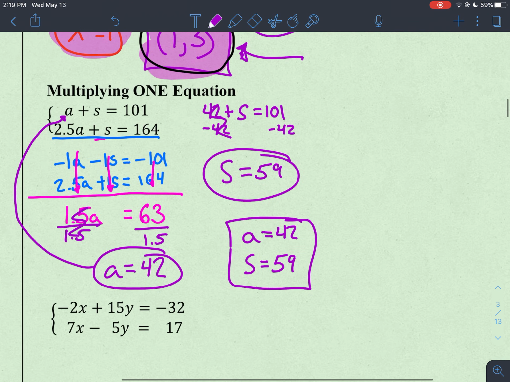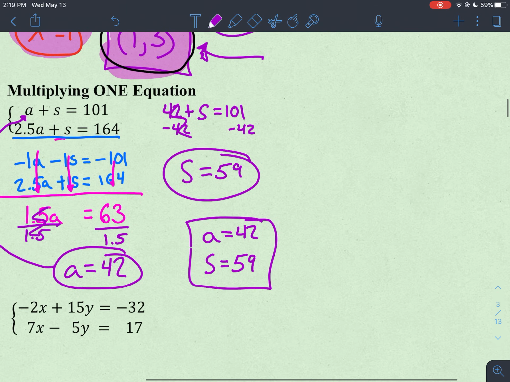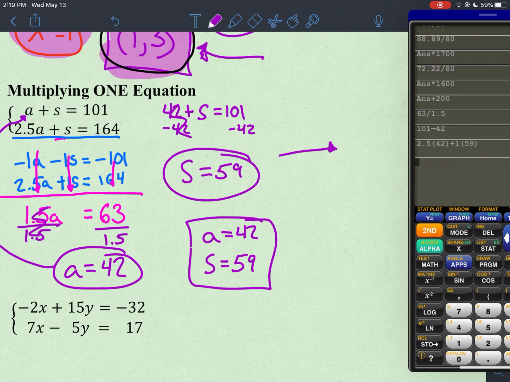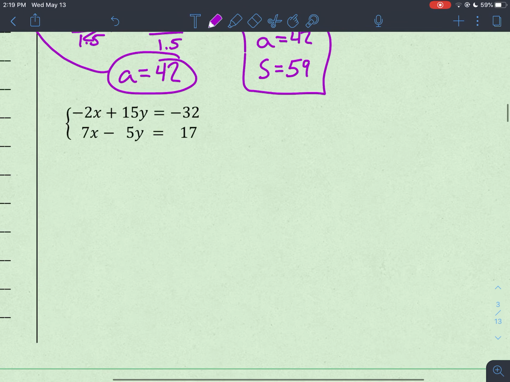Now, what should end up happening if you plugged it into the bottom equation? Let's just go ahead and use our calculator here. 2.5 times my A value, which is 42, plus 1 times my S value, which is 59. When I hit enter, this should spit out a 164, and it does. So we can see that entering those numbers into the equation comes up with a true statement.